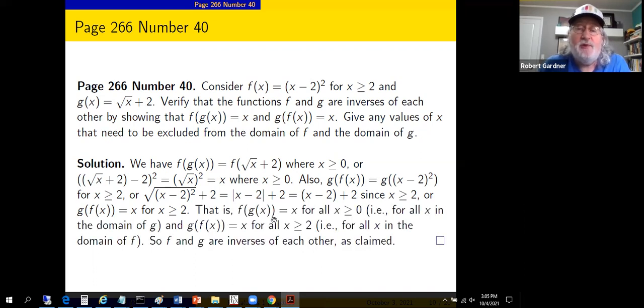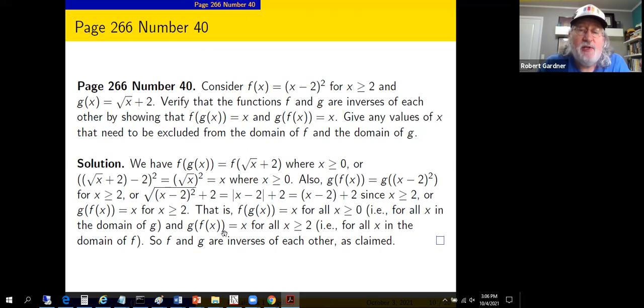Let's be clear about what we've shown. We've shown f of g of x equals x, provided x is greater than or equal to 0. That condition came up when we used the square root. By the way, that's all x in the domain of g. And we had f of g of x, g of f of x equals the identity function x, the second one, but that was only valid for x greater than or equal to 2. It came up from the original definition of f. But this holds for all x in the domain of f.